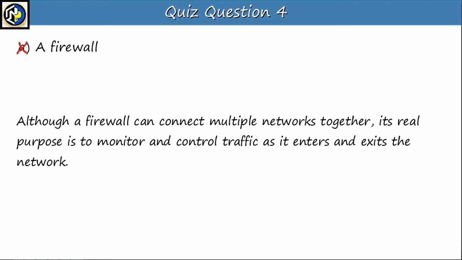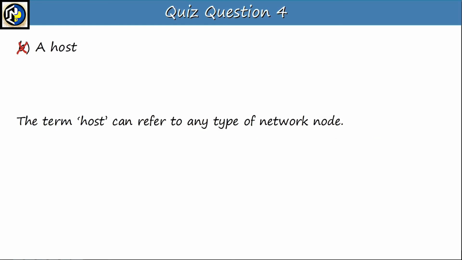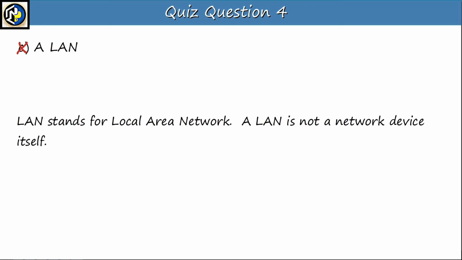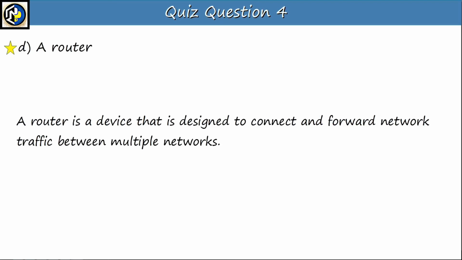Although a firewall can connect multiple networks together, its real purpose is to monitor and control traffic as it enters and exits the network. So A, a firewall, is not the best answer. The term host can refer to any type of network node. So B, a host, is incorrect. LAN stands for Local Area Network. A LAN is not a network device itself. So C, a LAN, is incorrect. A router is a device that is designed to connect and forward network traffic between multiple networks. So D, a router, is the correct answer.